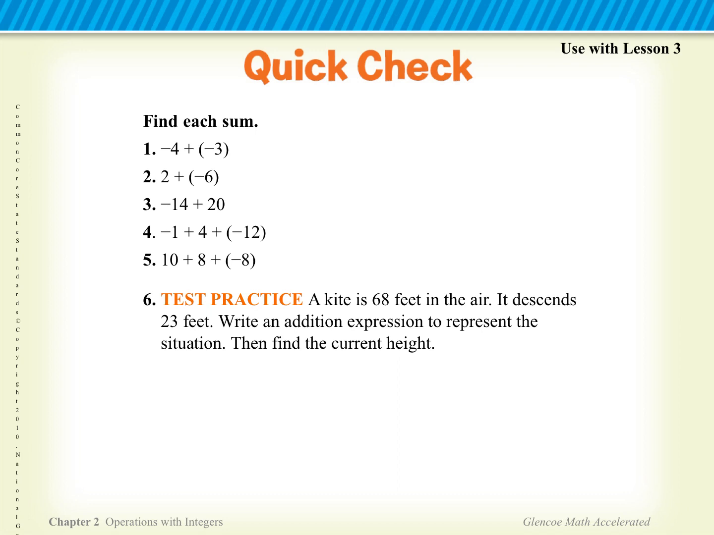So let's review that. When you add two negatives together, what do you get? A negative. Negative 4 plus a negative 3? Negative 7. What happens when you add different signs? It's negative, because you look at the bigger number. What's the bigger number in this case? 6. What's the sign? Negative. 6 is the bigger number.